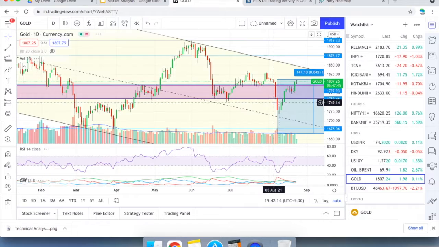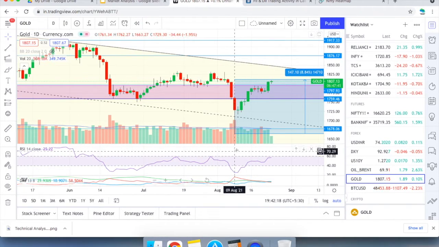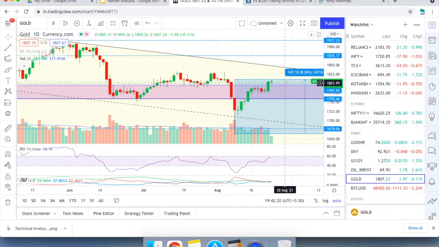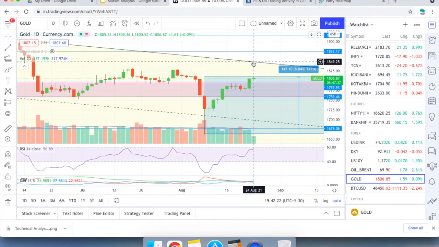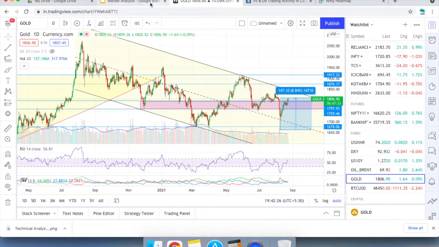Gold has shot up. You can see the big pullback from the hammer zone. You can see that it's continuously heading towards the channel top. That's what it looks like. So gold is bullish again after a dip.